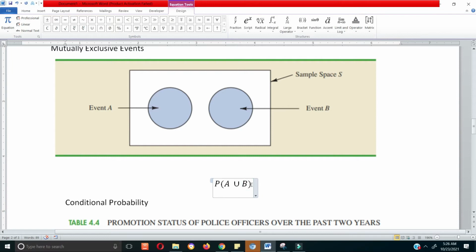Okay, so the probability of A union B for the mutually exclusive case is really going to be the probability of A plus the probability of B minus the probability of A intersection B, but because you do not have an intersection, this is essentially just the probability of A plus the probability of B. So this is what happens when you have no intersection. It means that the probability of A union B is really just the probability of A plus the probability of B.